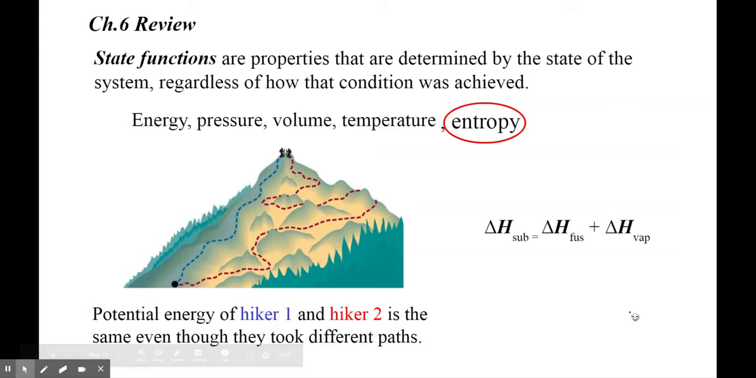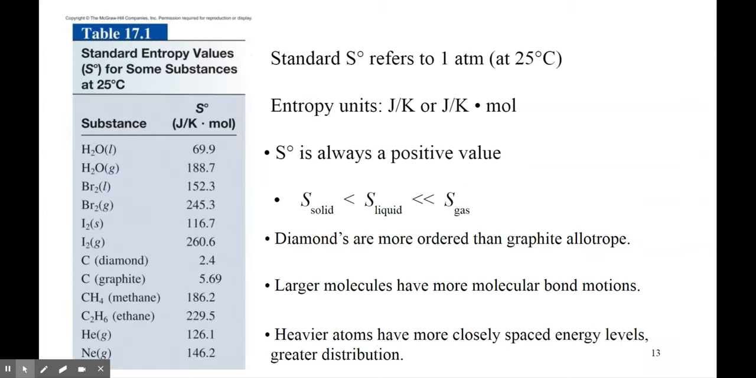So similar to Hess's law, here, if we want to know the enthalpy of sublimation, then if we know the enthalpy of fusion, which is melting, and vaporization, the sum of those would be the heat of sublimation. So we'll use this in a similar sense just for entropy.